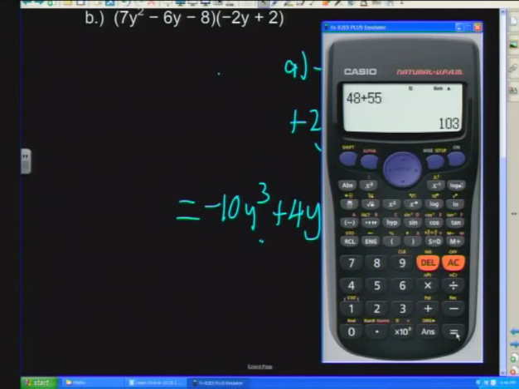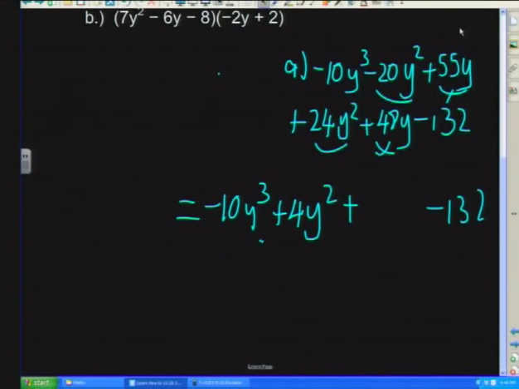And we get 103. Okay, so 103y as our third term. Okay, guys, so that's the answer to your simplifying of a binomial times a trinomial.